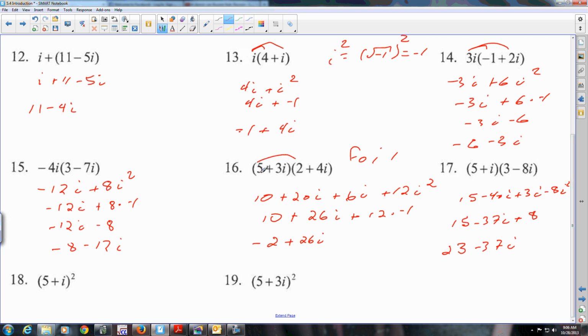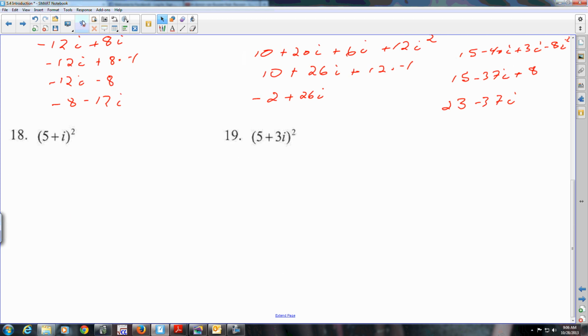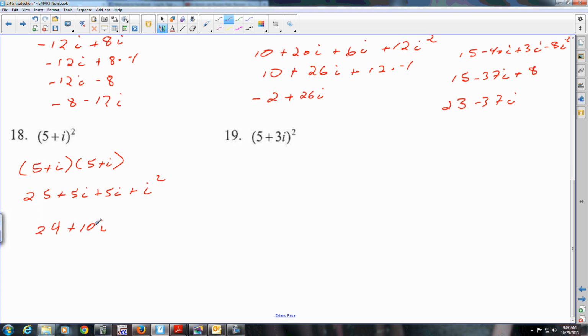Let me extend this page a little bit, give me a little more room at the bottom. Okay. Now remember, guys, when you have a perfect square like this, that really means 5 plus i times 5 plus i. So you have to FOIL it. So you get 25 plus 5i plus 5i plus i squared. i squared is negative 1, so we have 24 plus 10i.